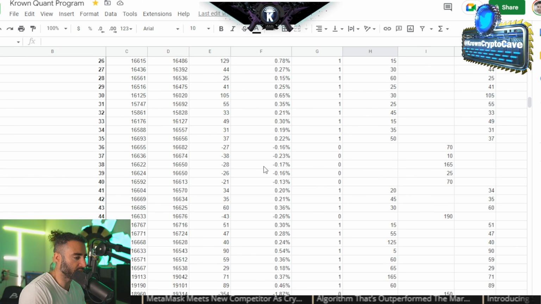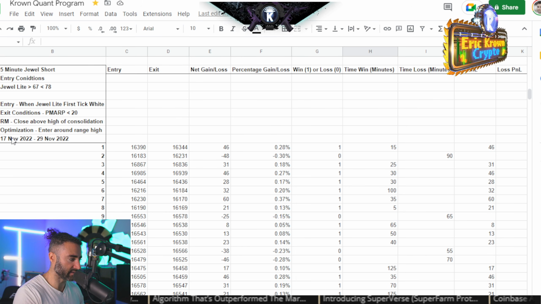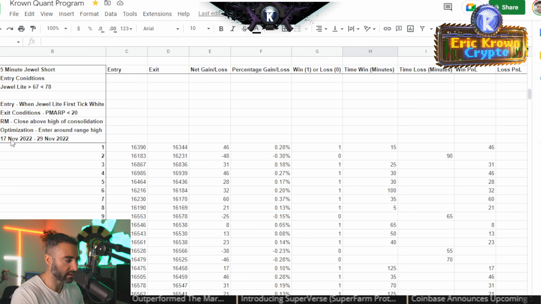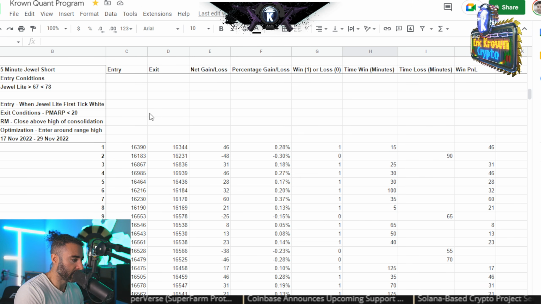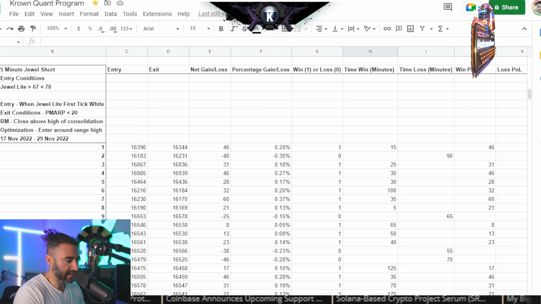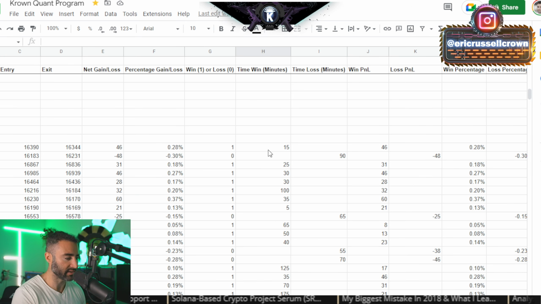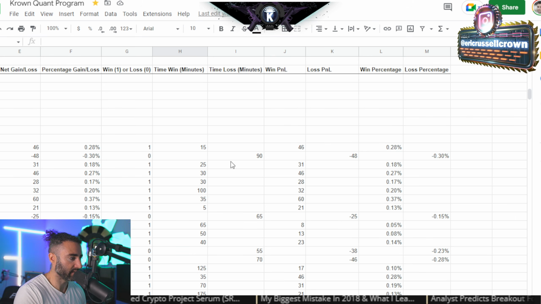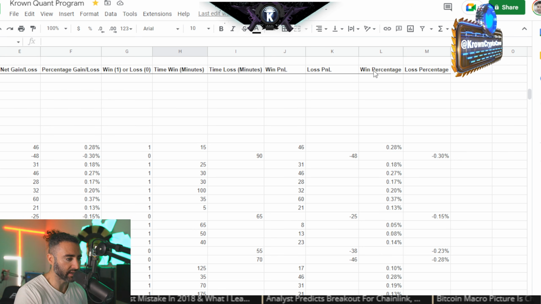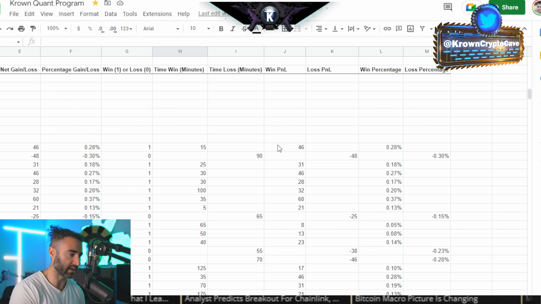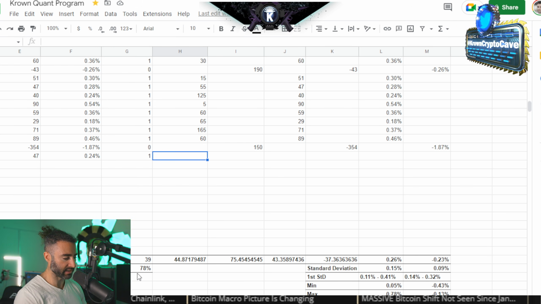So here's the results for the first 50 tests that I did. Again, started yesterday, and this essentially covered less than 2 weeks of price action for 50 iterations here. The data that I'm most interested in is the win and loss category, so the hit rate. Then I'm interested in the time for the wins versus the time for the losses, and then the win percentage on average versus the loss percentage on average. So we're just gonna scroll down to these. I have them already down here.